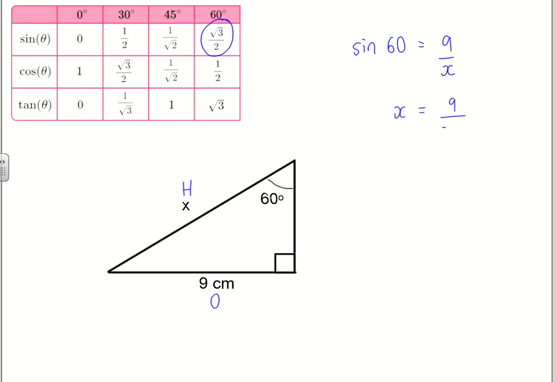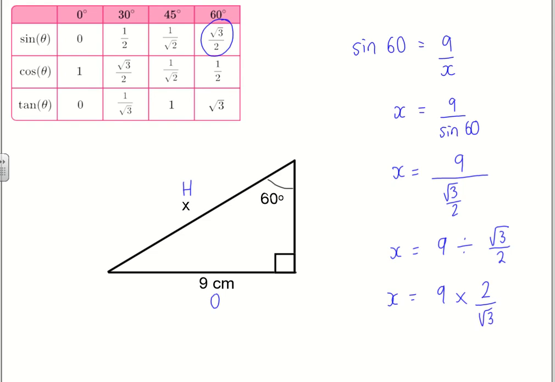9 over sine 60. Now sine 60 is not very nice, it's root 3 over 2. So 9 over root 3 over 2. But again, it would look a bit nicer and maybe make a bit more sense if I wrote it as a division. So 9 divided by root 3 over 2. I'm going to use the same rule I just did. I'm going to flip the fraction, find its reciprocal, and I'm going to times. So that's 9 times 2 over root 3.